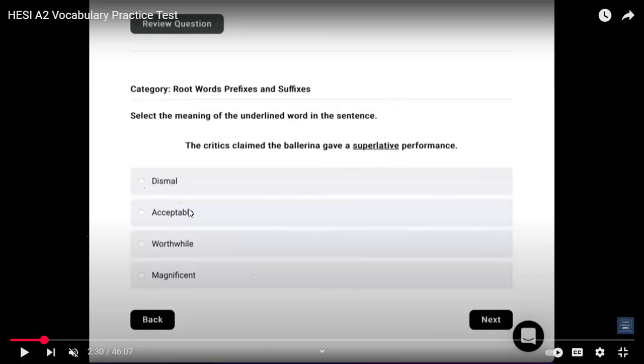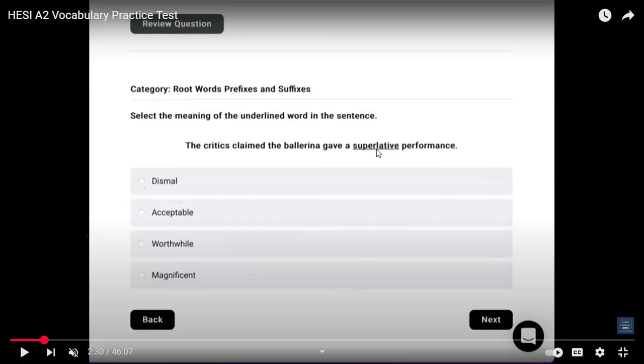Is it dismal? No. Is it acceptable? No. Is it worthwhile? No. Magnificent most closely matches the best of the best. So they're saying select the meaning of the underlined word in a sentence. It means magnificent. Okay. The ballerina gave a magnificent performance, and that's it.